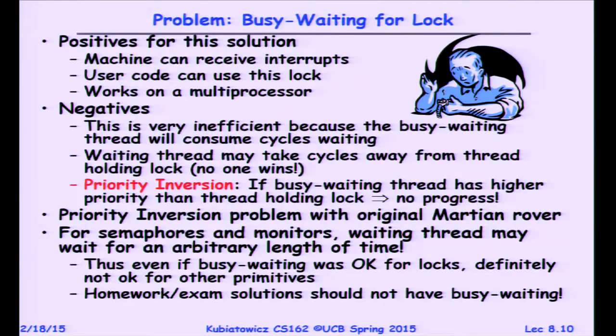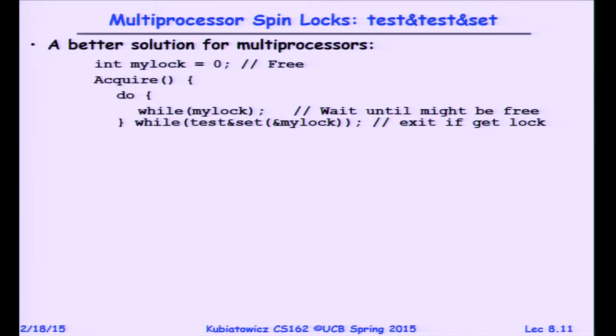Okay, questions? Now let me just show you, by the way, a typical use of test and set that is a much better version for multiprocessors, and it's called test and test and set. So what test and test and set does is it looks like this. Basically, you continuously loop, and the first thing you say is while the lock is taken, spin. And as soon as it's not taken, then you go ahead and try test and set. And if you get a 1 back, you go back and try it again.